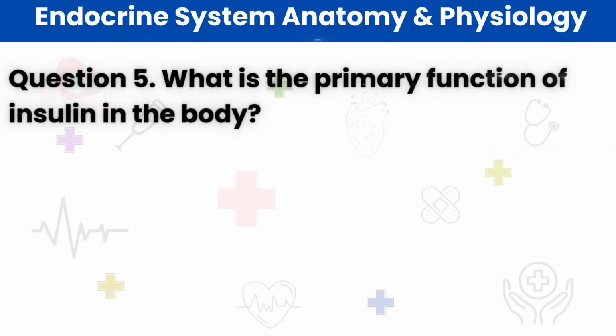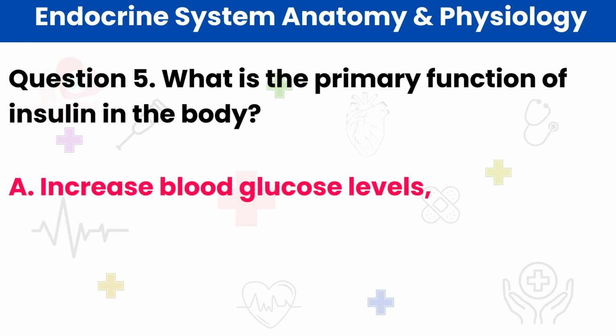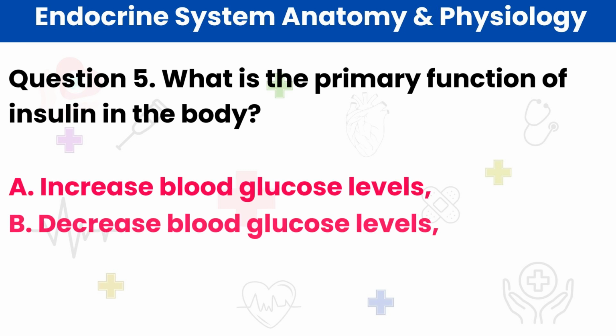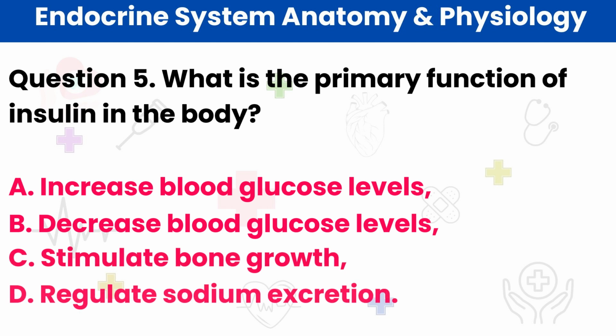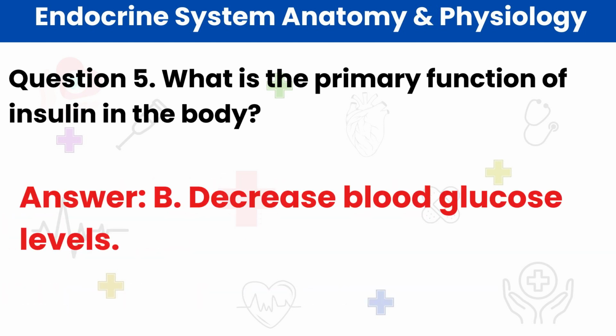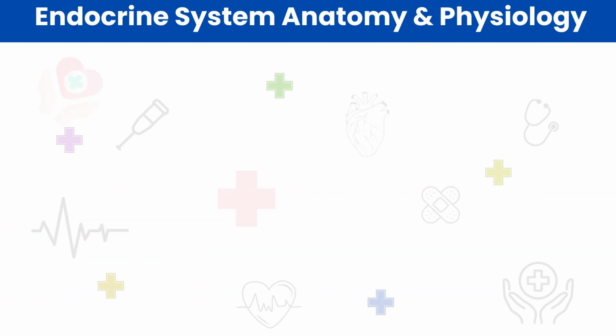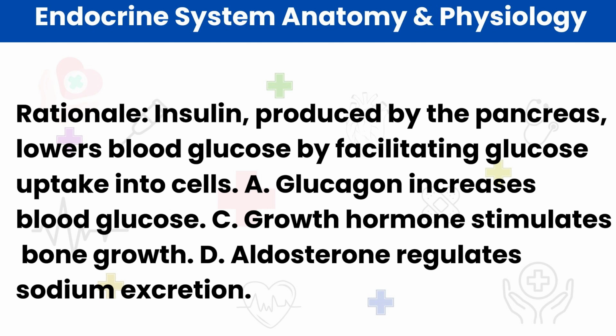5. What is the primary function of insulin in the body? A. Increase blood glucose levels. B. Decrease blood glucose levels. C. Stimulate bone growth. D. Regulate sodium excretion. Answer B. Decrease blood glucose levels. Rationale: insulin, produced by the pancreas, lowers blood glucose by facilitating glucose uptake into cells.